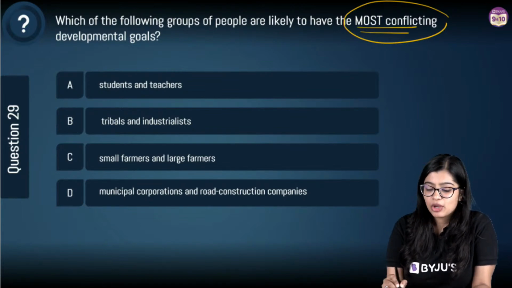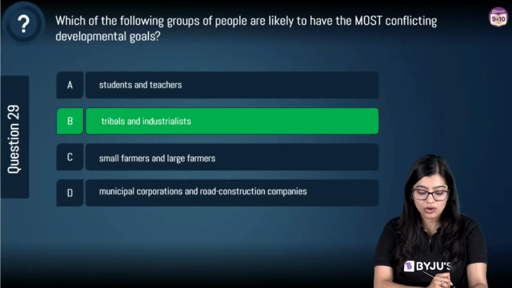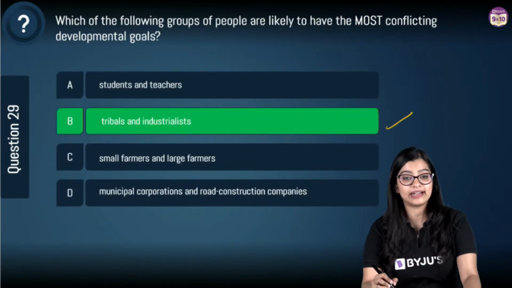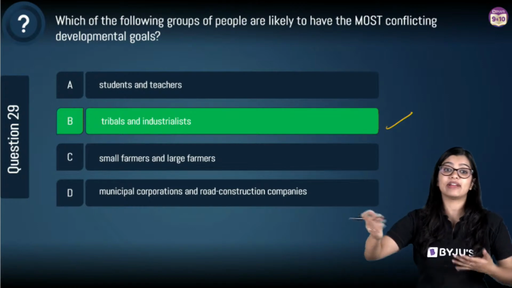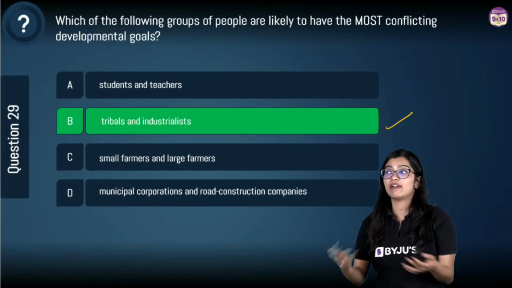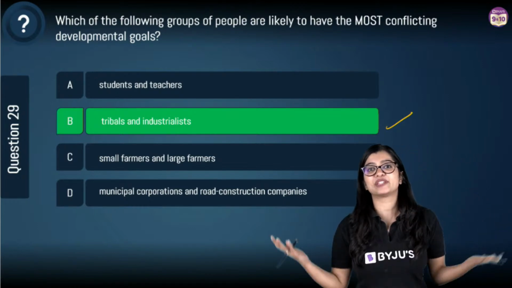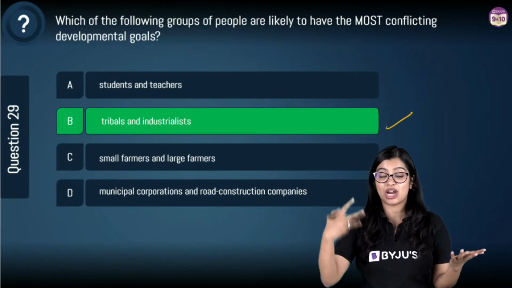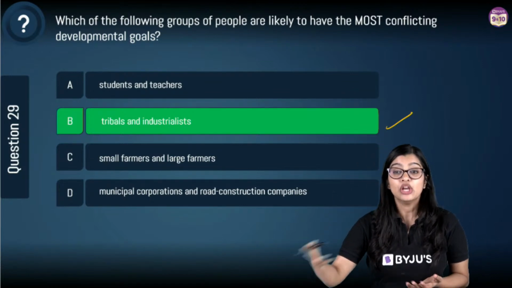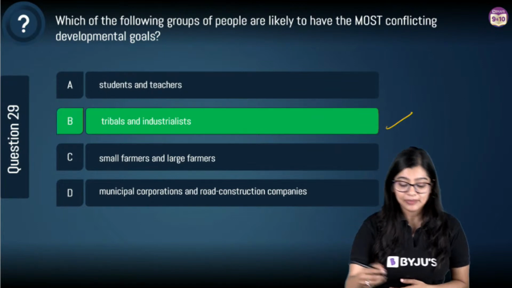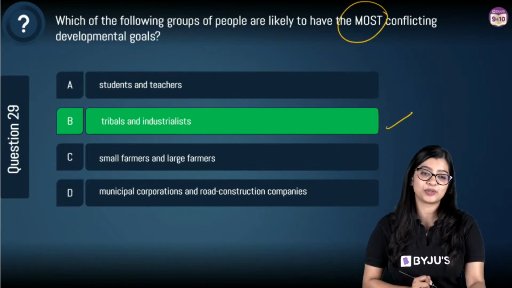Easy peasy. The most conflicting developmental goal, of course, is tribals and industrialists, right? Because we know that when the industrialists come, their developmental goal is to maybe upscale infrastructure, but for tribals, it could mean loss of community, loss of resources, right? So that is why the answer is option B.